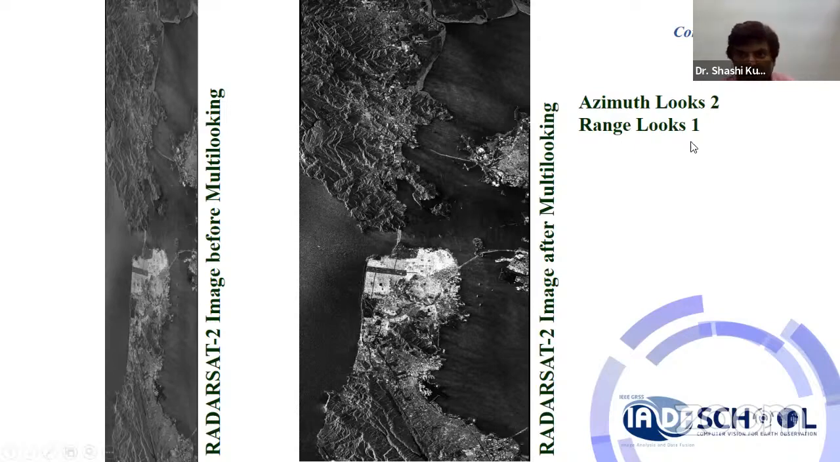Okay. So now here you can see that by taking the appropriate number of looks, two in azimuth direction and one in the range direction, this image is generated. This is the multi-looked image which is free from slant to ground range ambiguity, and square pixels are also generated. And here one can easily see that there is enhancement in the radiometric property of the targeted object. So we can clearly distinguish different features.